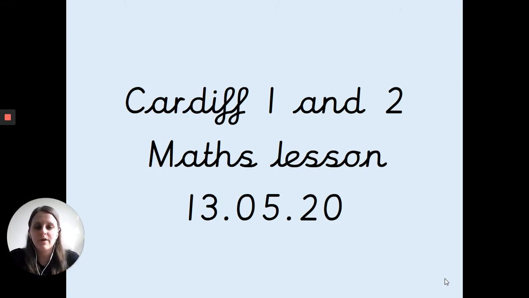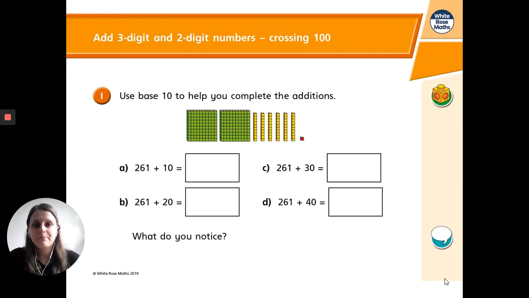So again, we're continuing with our addition and subtraction. So let's get going. Today we are going to be crossing. We have done this loads and loads in school, so let's hope that you can remember your different methods to do this.